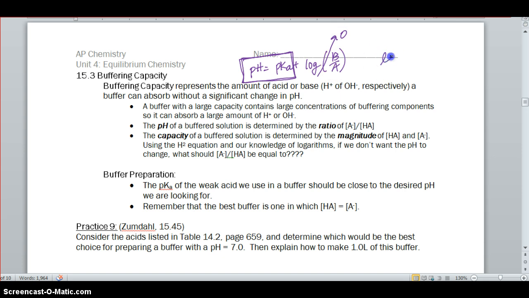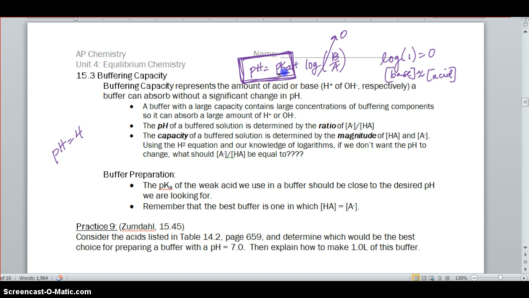And the answer is, if you remember back to pre-cal or algebra 2, the log of 1 is equal to 0. So when our base concentration is equal to our acid concentration, then this equation simplifies to the pH is just equal to the pKa. And so let's say we wanted to pick a buffer that had a pH of about 4.